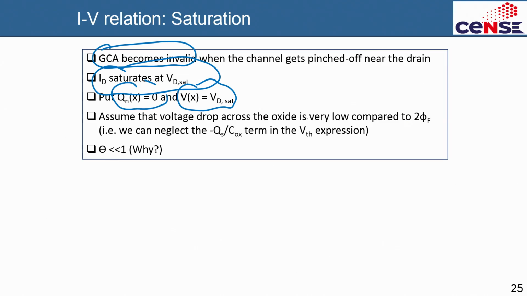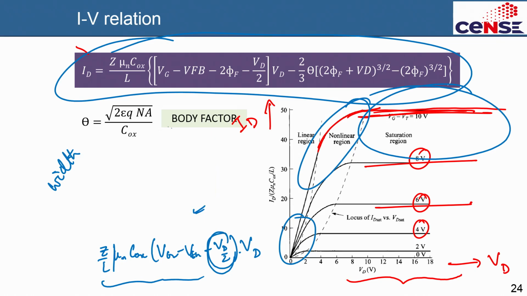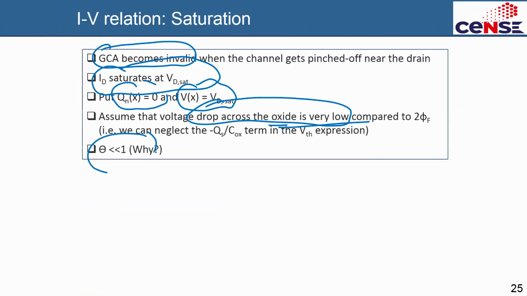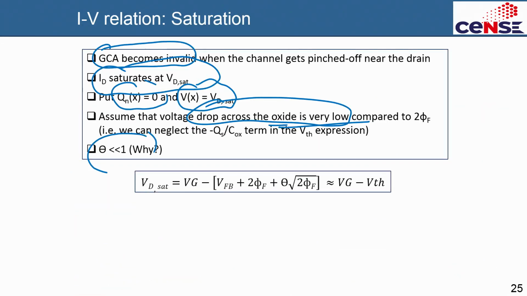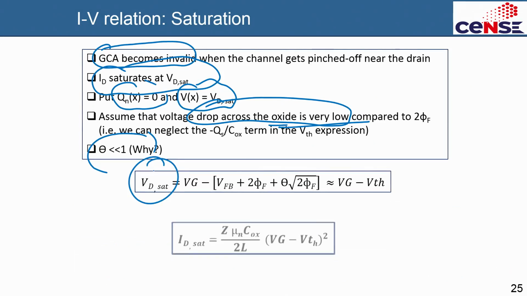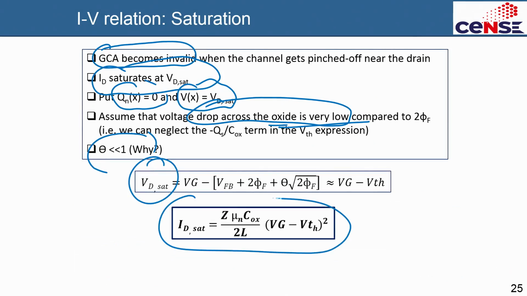If we take a thin oxide, and very low doping, then the voltage dropping across the oxide can be ignored, and in this case the body factor, which we have written down in the previous expression, also will be very negligible, because if the oxide is thin, then the capacitance will be very high. If this is very high and doping is low, then this quantity will be very small compared to 1, and so we can neglect that. In that case, we shall be able to derive an expression for the VD sat, and using that we can derive an expression for ID sat, and this ID sat essentially is VG minus VTH, sorry, this is VTH, whole square.